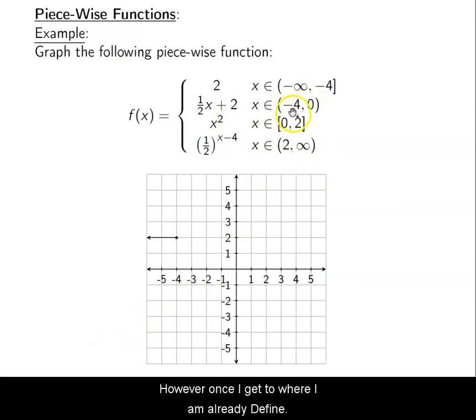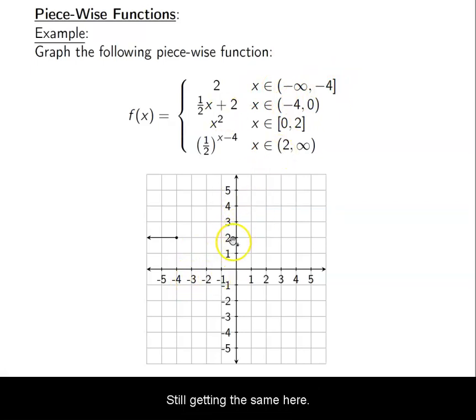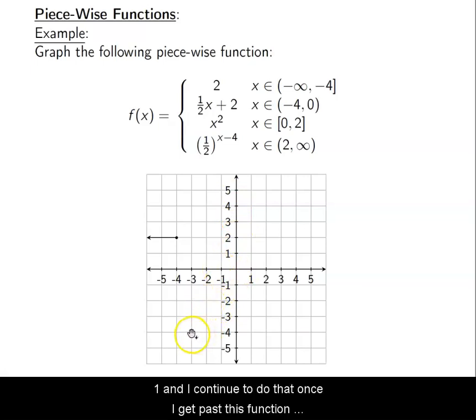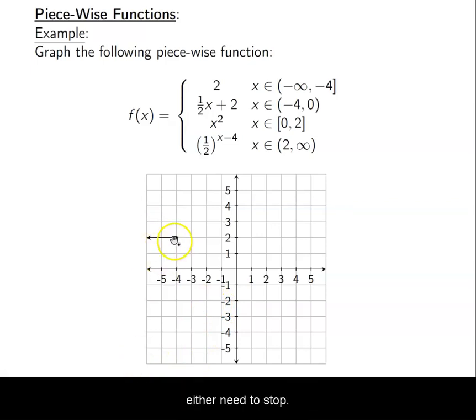However, once I get to where I am already defined, so up until negative 4, let's say I'm here, and I go down 2 over 1, down 2 over 1, and I continue to do that. Once I get past this function, I either need to stop or I can continue to keep going, but I erase the function that doesn't belong over that interval. So that's one way to do it.